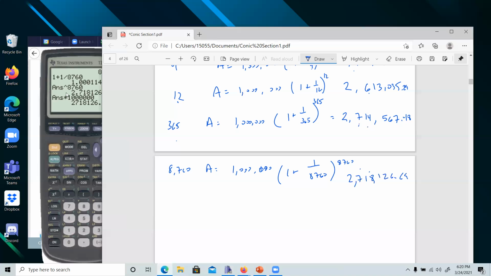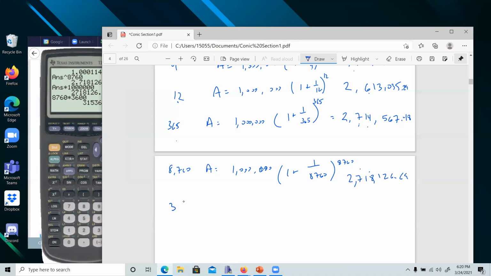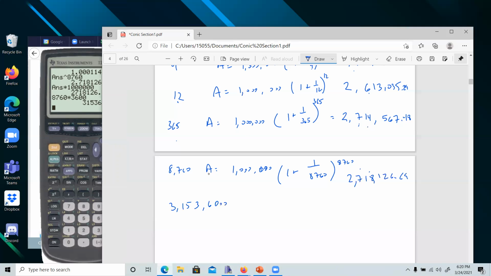Let's see, that was hours. So 8,760 times 3,600, because it's 3,600 seconds to an hour. So in a year, there's 31,536,000. Yeah. So that's 31 million seconds in a year. Okay, there we go.